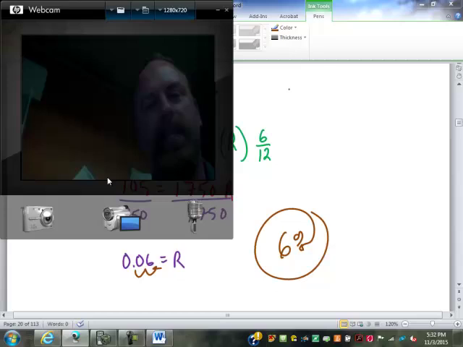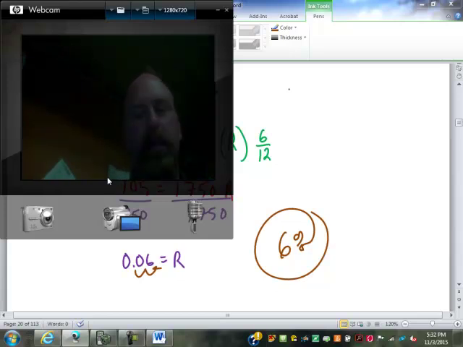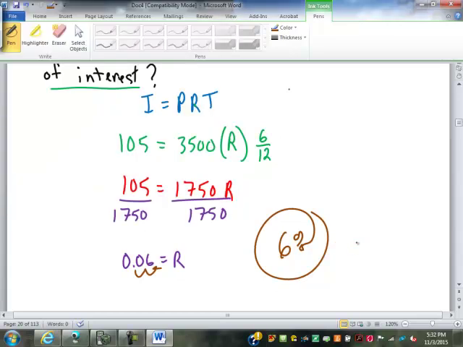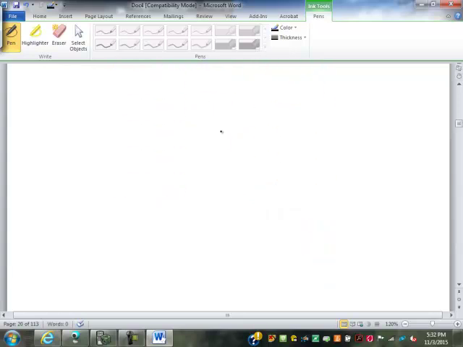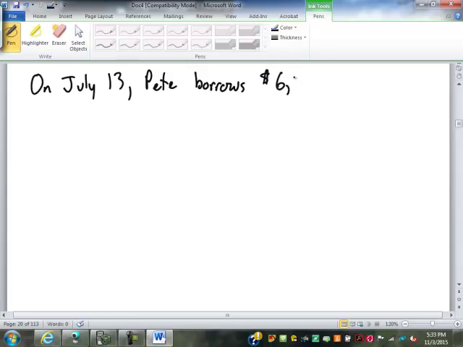Okay. So while we're at it, I want to review the U.S. rule for partial payments because that is one of the more difficult topics that we covered last time. So just want to do one quick example of that. So let's say that on July 13th, Pete borrows $6,200 at 9.3% for 90 days.